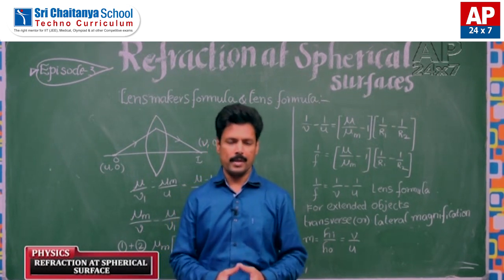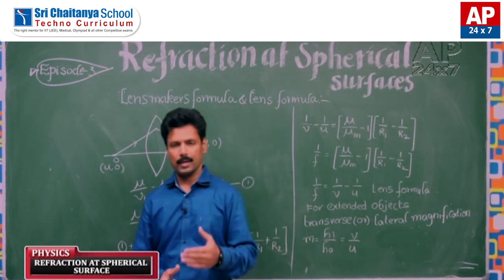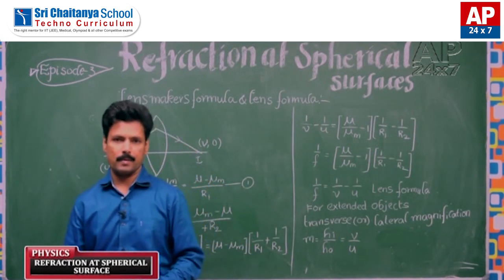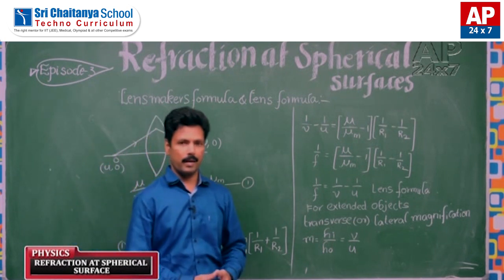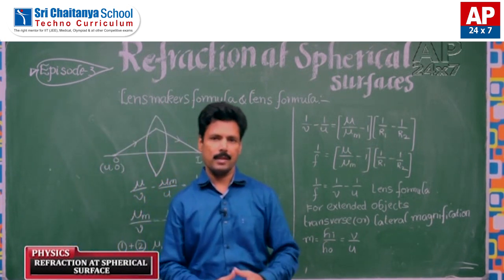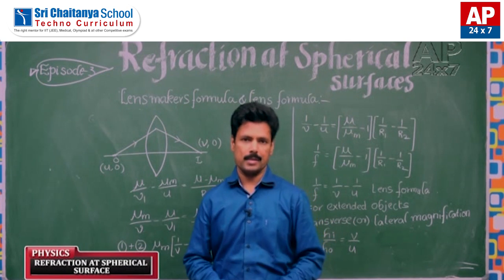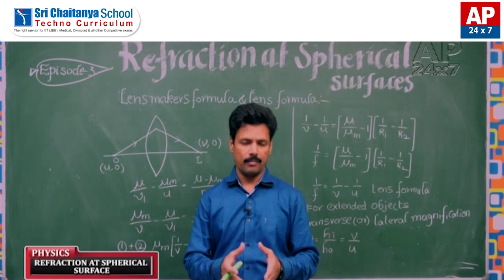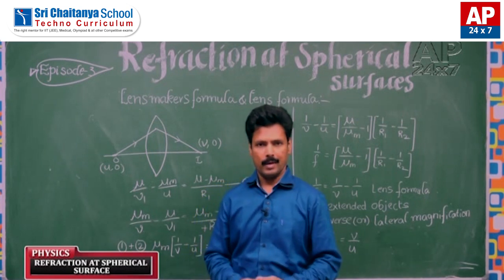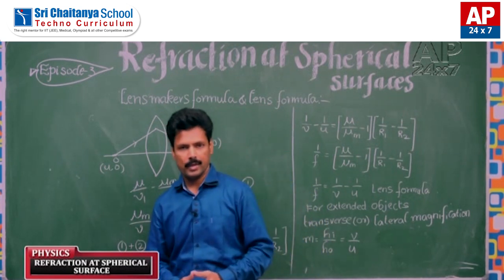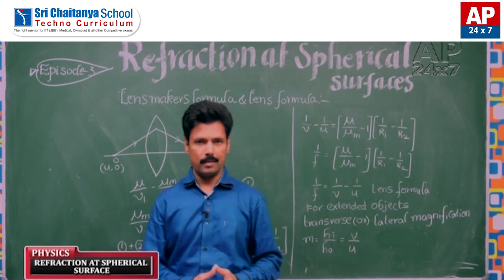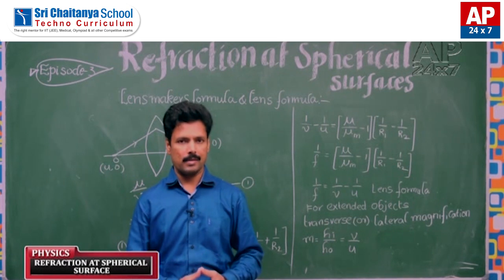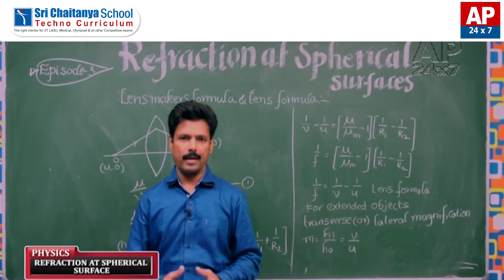The important point is that if thickness is more at the middle than at the edges, then it is a convex lens. If you have less thickness at the middle than at the edges, it is known as a concave lens. And then we have taken the terminology like what is a focal length and what is a focus, and how to draw a ray diagram. Now we are going to discuss lens maker's formula and lens equation.